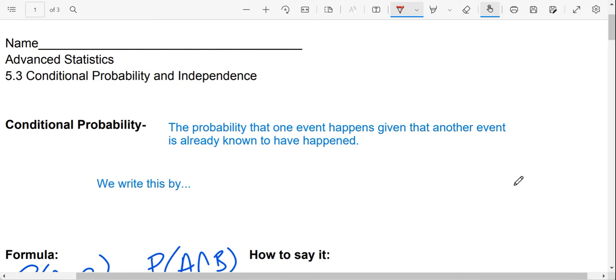Hello, everybody. Welcome to 5.3, Conditional Probability and Independence.